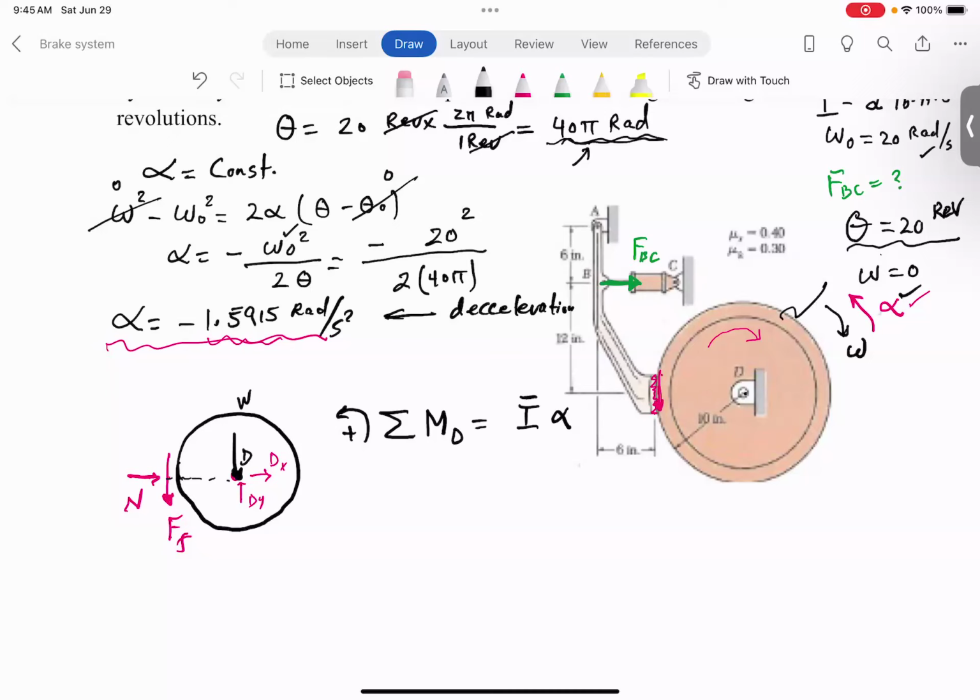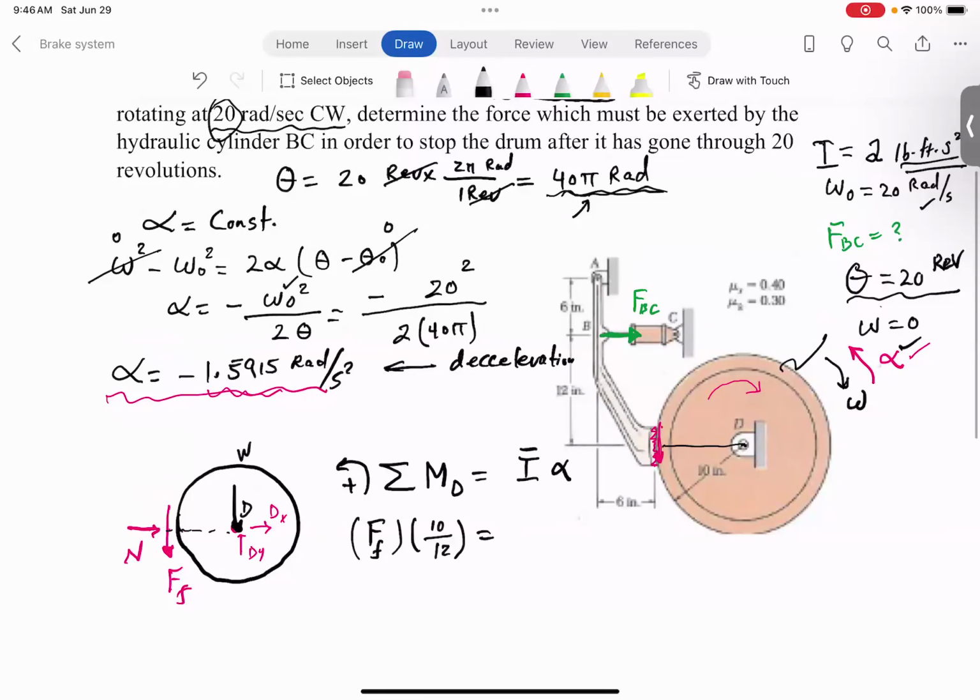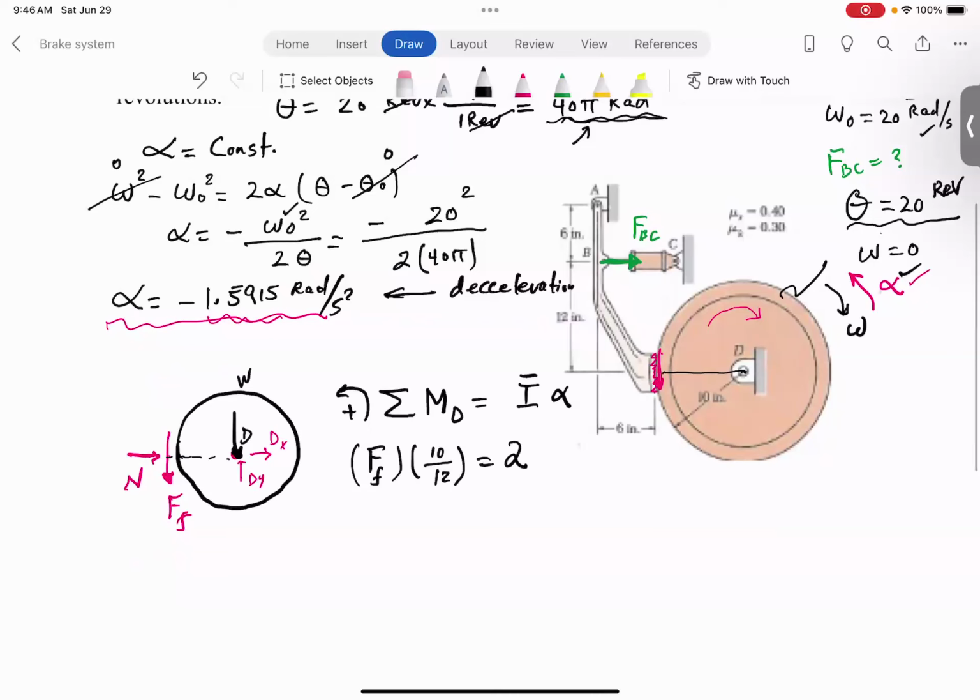So go ahead, the moment of the friction is friction. This is where you have to be careful. And you see that's going counterclockwise, which is consistent with the direction of alpha. That distance is 10 inch, but has to be changed to feet, because look at the unit of I. See that? So that's 2 pound-foot-second squared times alpha, which is 1.59. So now you just put the magnitude because direction is already incorporated into the equation. So friction force from here, I calculated it to be about 3.82 pounds, right?